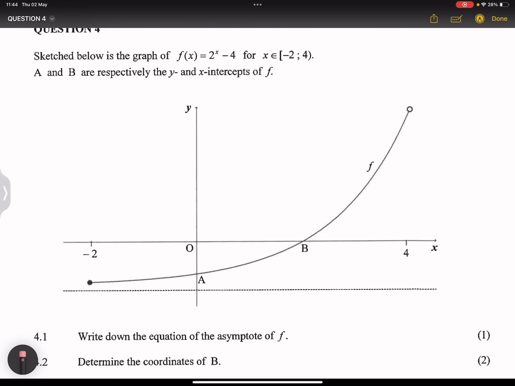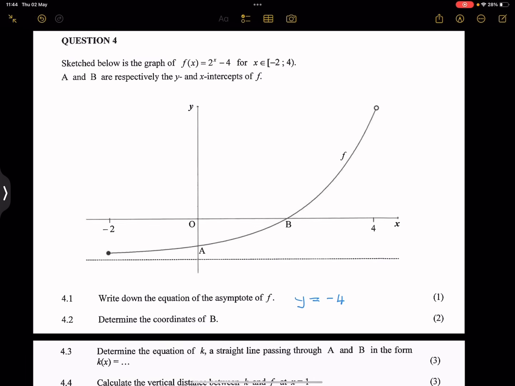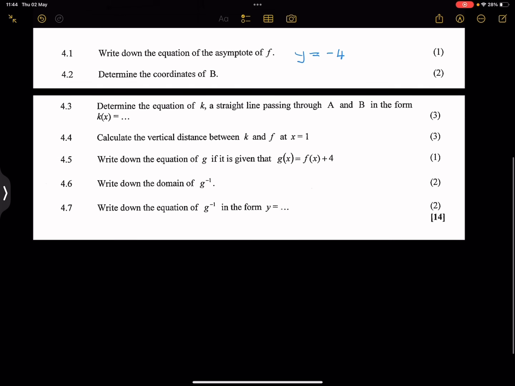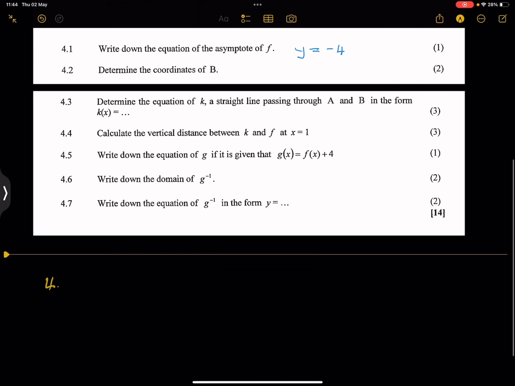So this time around, we shifted it 4 units down. So that means that the equation of the asymptote would simply be y is equal to negative 4. All right, so they say determine the coordinates of B, right? So I'm going to write it at the bottom there, 4.2. So coordinates of B, remember what's happening at B.